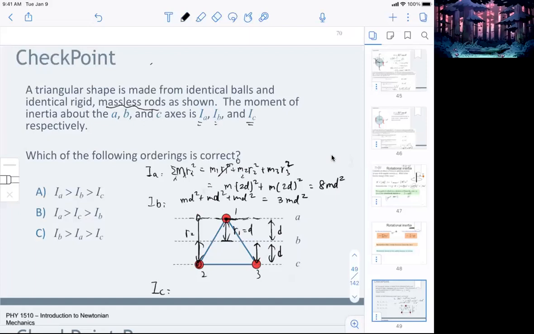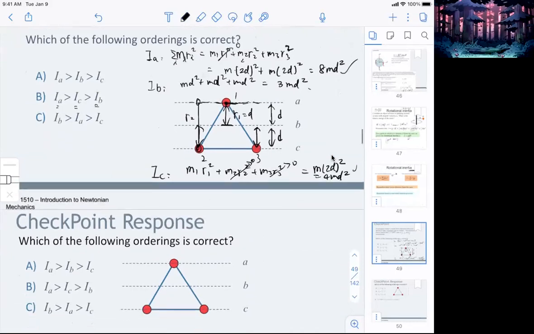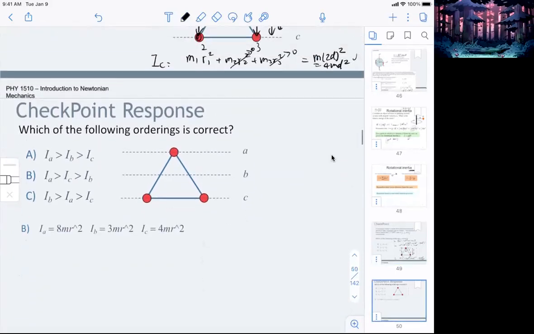IC, if you rotate everything relative to C, is M1 R1 squared plus M2 R2 squared plus M3 R3 squared. R2 is 0, R3 is 0, right? Because you are now at the center of the rotation, you don't have any lever arm. But R1 is 2D, so M times 2D squared. So it's 4MD squared. So you can see that IA is the biggest, C next, and the smallest is B. Okay, so B is the correct answer.